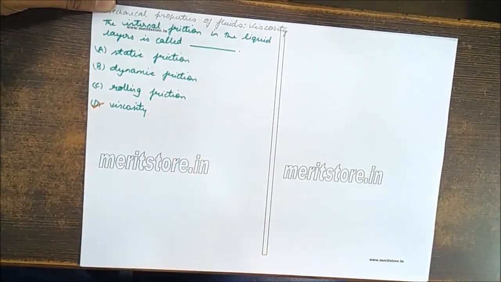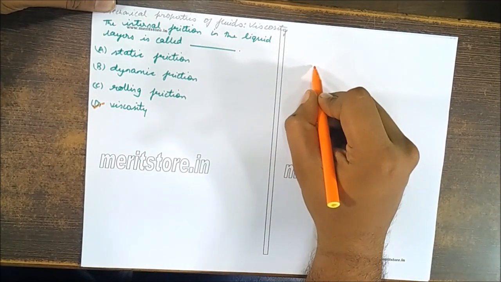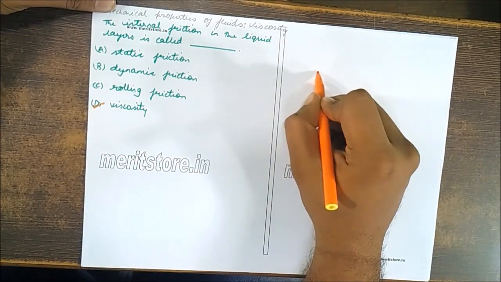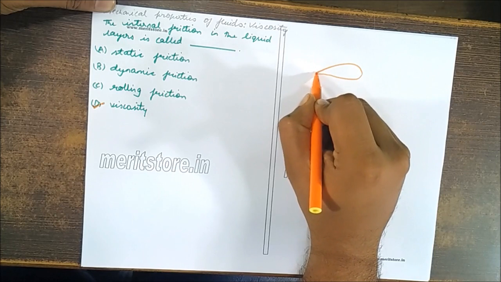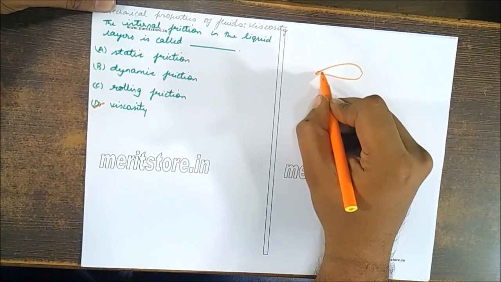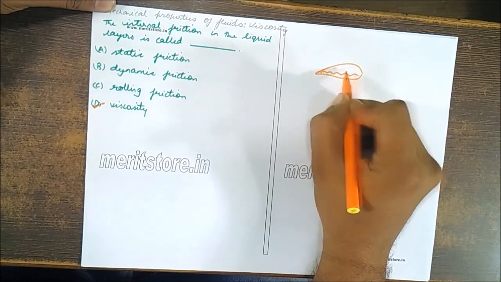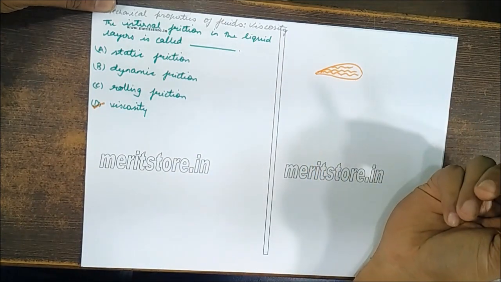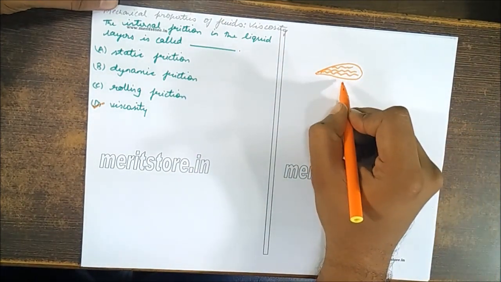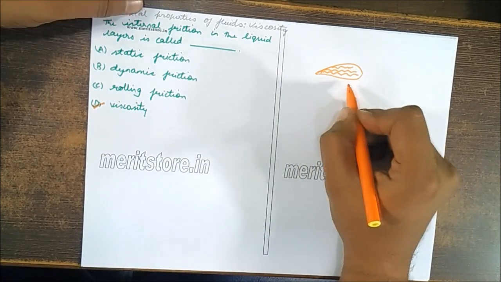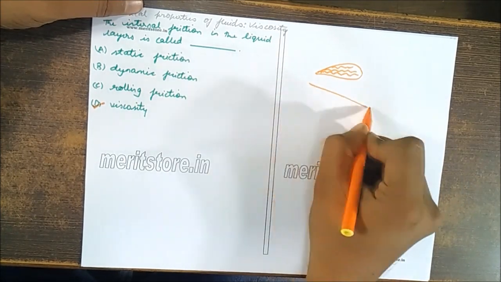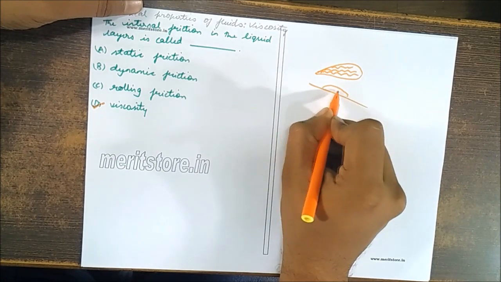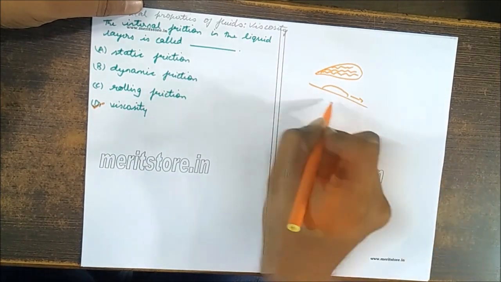But how? Suppose I have a liquid drop, very stable, made up of different layers of liquids. Now when this drop is placed on an inclined surface, it will move in the downward direction.